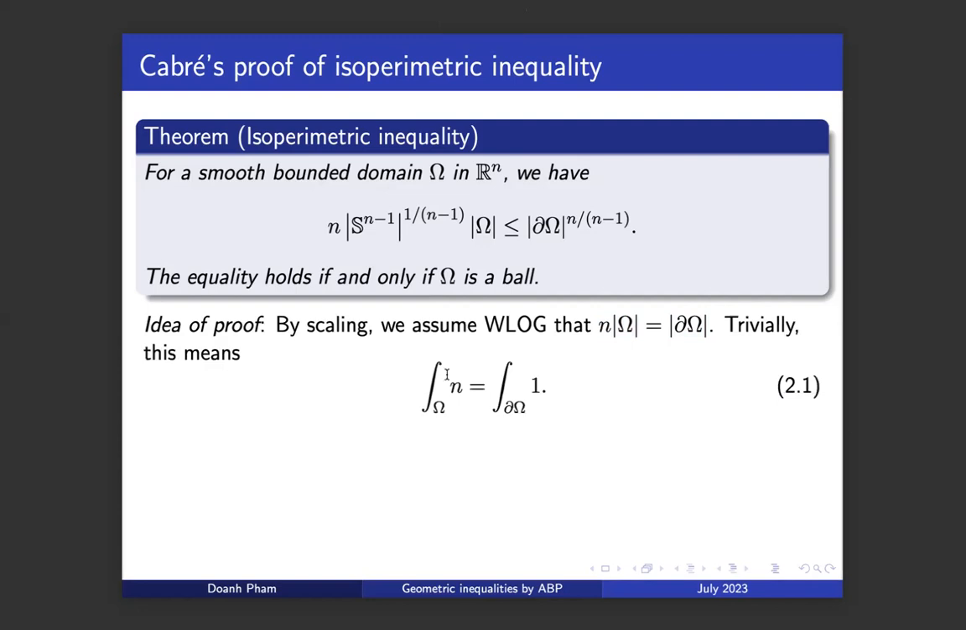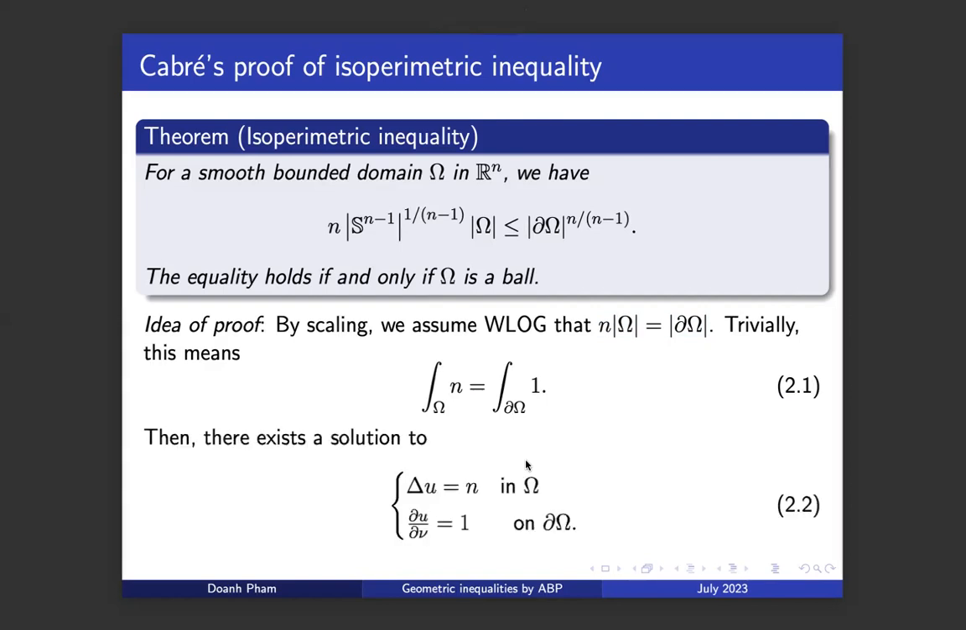Then trivially, this means the integral in omega of n equals the integral on the boundary. It is trivial. Then by the theory of elliptic PDE, we have a solution to the Neumann boundary condition: Laplacian U equals n inside, and the normal gradient of U is 1 on the boundary.